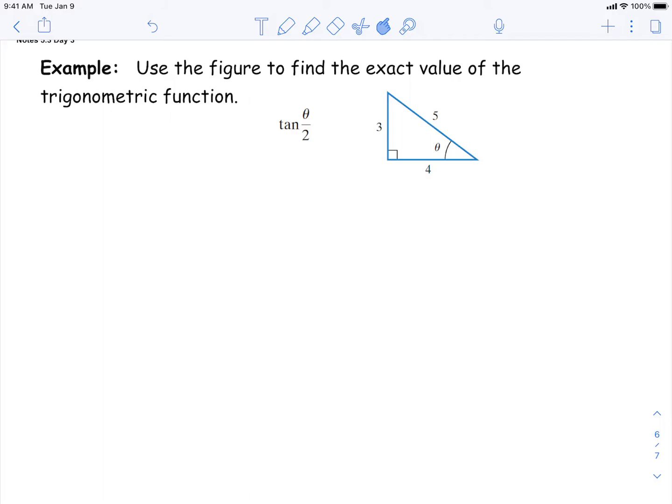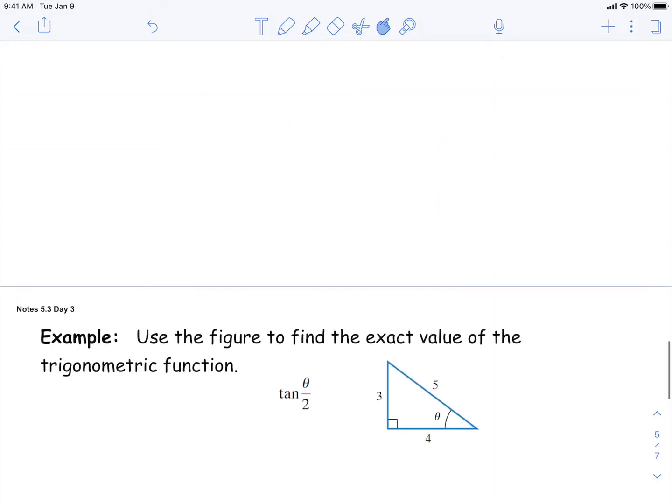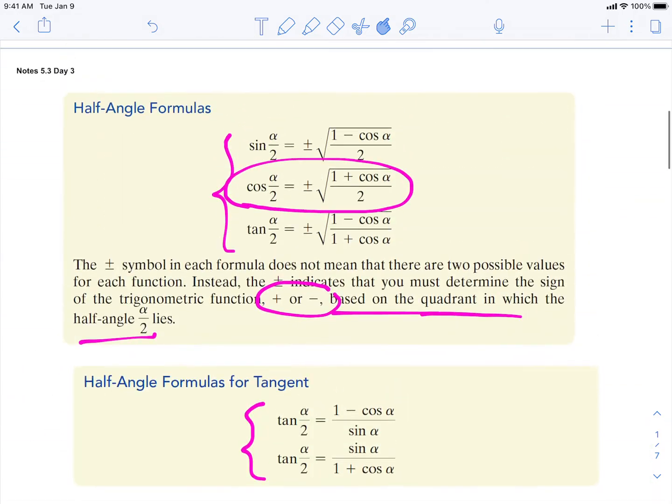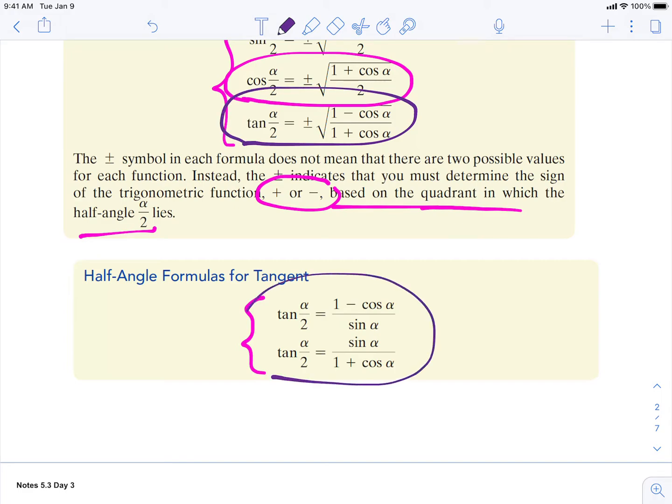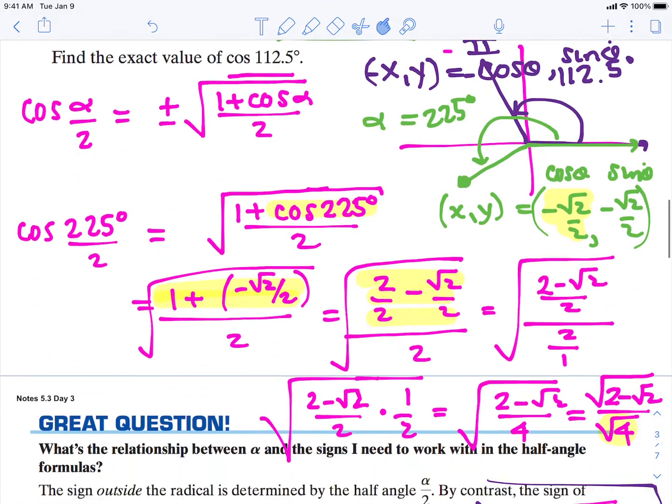All right, we're going to continue with the half angle formulas. So we're going to use this right triangle to find the half angle ratio. We're going to use our notes above and the formulas. So we can use either this equation or one of those two equations. It doesn't matter which one we use.